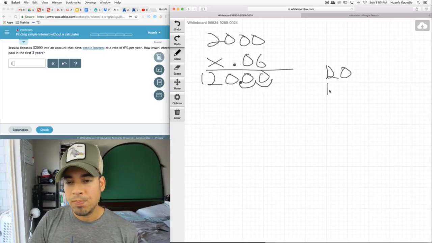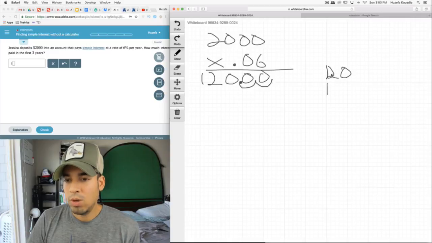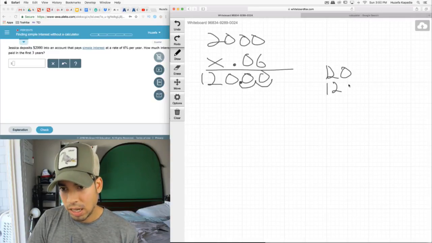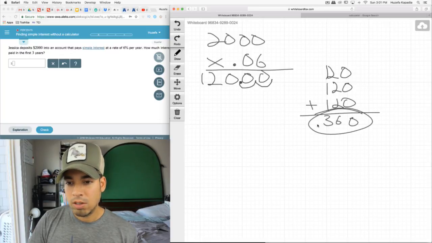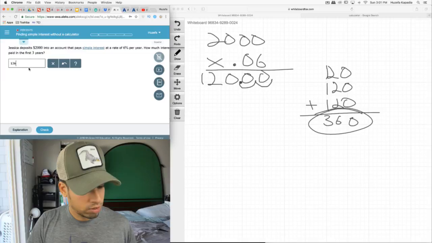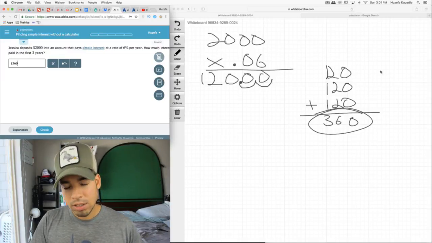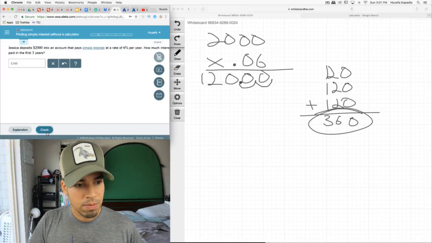Now, that's for 1 year. Simple interest, it's just whatever she makes that first year, she makes the same the second year, makes the same the third year. So for 3 years, she's making $360. I added them there, could have just multiplied it by 3 as well, same thing.